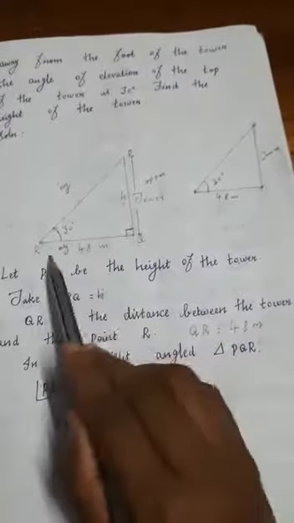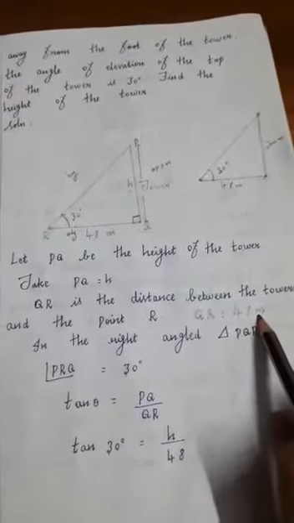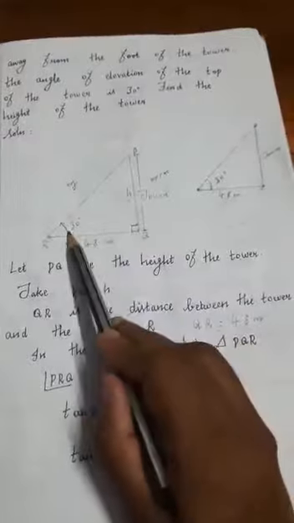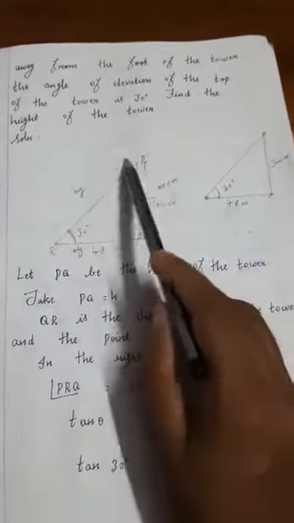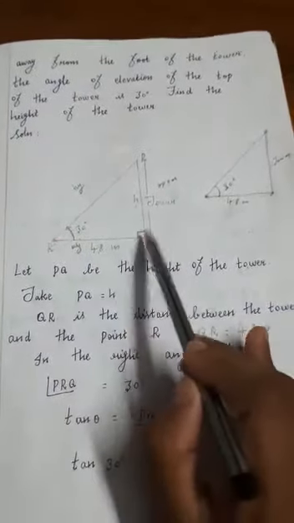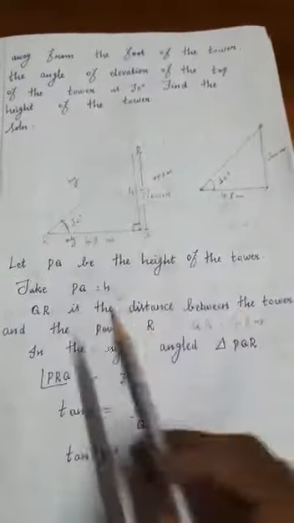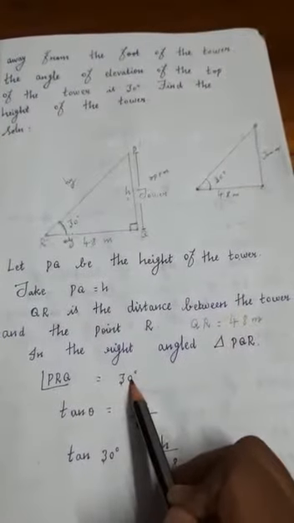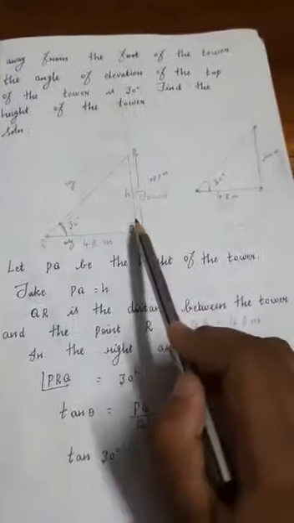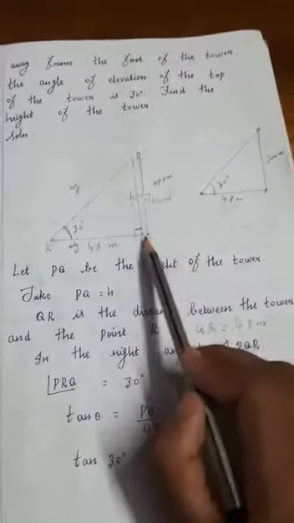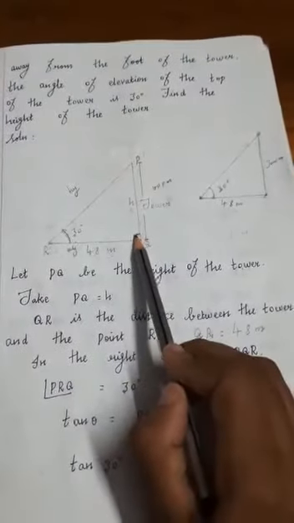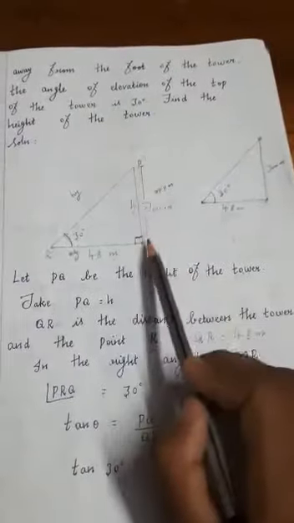QR, the distance they have given, is 48 meters. The angle they have also given, the angle PRQ or QRP, is 30 degrees. Now you know that this is a right angle triangle, and you can name it PQR, or QP, anyway you can write.